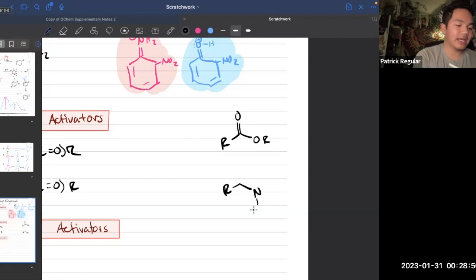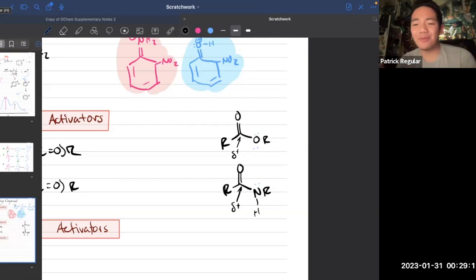Let's say that's just an H off to the side. Right? And something I want to note, these have lone pairs. Well, these carbonyl carbons are partially positive. So depending on what portion is connected to your benzene ring is what makes a strong, or not strong, moderate activator or deactivator.